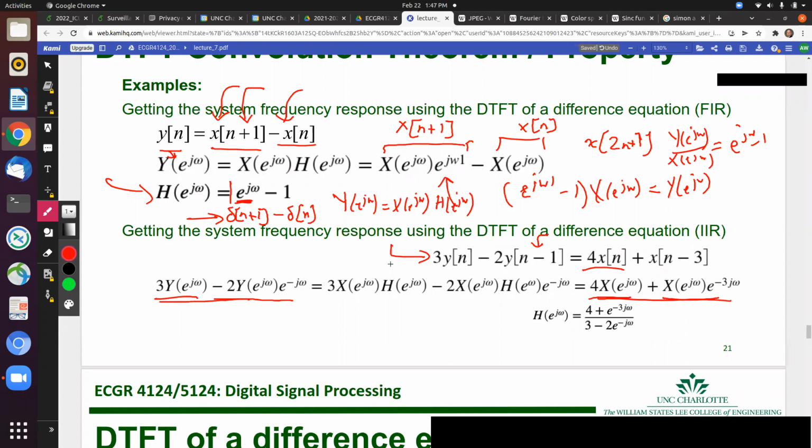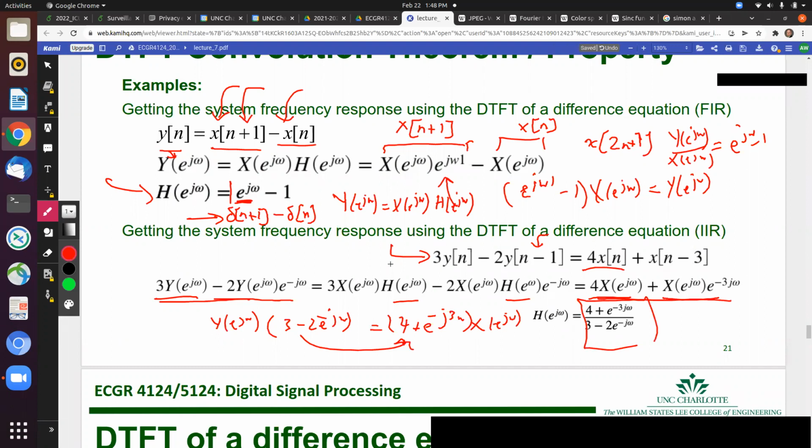Well, I'm just substituting in an H(e^jω), saying that you could consider this two convolutions. It's kind of belaboring the point. But in the final analysis, you factor out your x's, you factor out your y's. So if you factor out your y's from this side, Y(e^jω) gets multiplied by 3 minus 2e^(-jω). And on the left side, you have 4 plus e^(-j3ω) multiplied by X(e^jω). And you divide the y by the x's, and so this goes underneath this, and you get the solution here. Very quick, very easy.